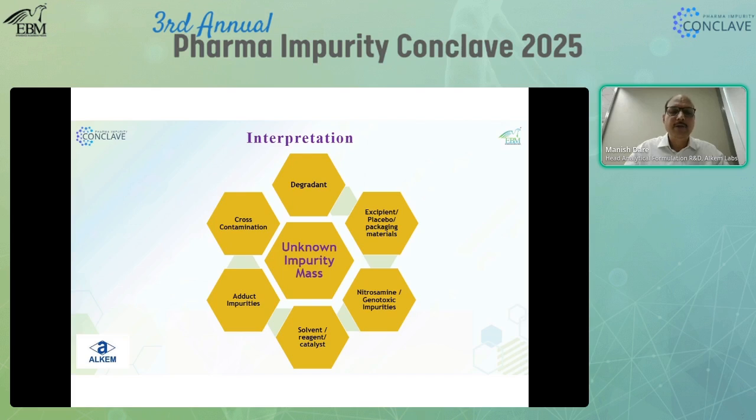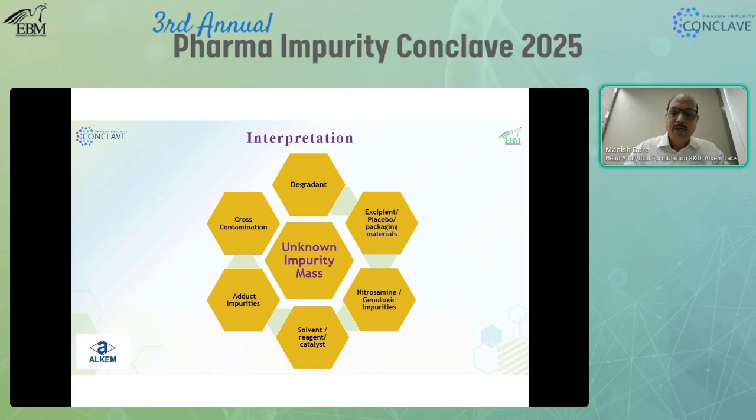Environmental contamination may be from cross contamination within the quality control lab. During any analysis, the glassware may also contaminate with this unknown impurity. So excipient, placebo, and packaging material are also very, very important for the generation of this unknown impurity. So during hypothesis, during investigation, and during the complete analysis, an investigation has to be done in the quality control department if any unknown impurities appear.